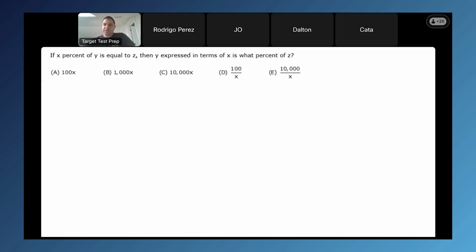So this one's interesting. It has a trap in it. Looks like no one fell for the trap. Anyone thought it was D at any point? Looks like no, but I'll show you what the trap is.